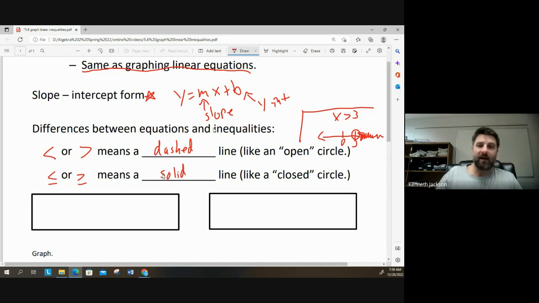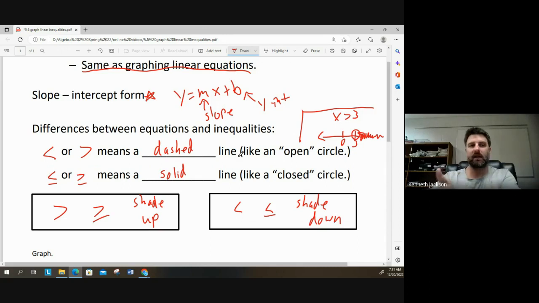So when I have my linear inequality with two variables, again, I have to do some kind of shading. If my inequality sign is greater than or equal to, you can think of this as shading up: greater than, bigger, more, shading up. And we'll do some examples below. Of course, if it's less than or equal to, we have to shade down: smaller, less than, down. Those are the differences between equations and inequalities.